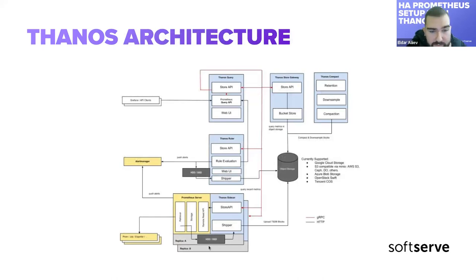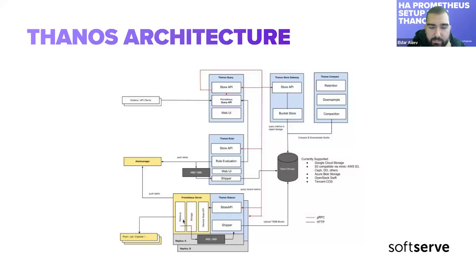So for example, you have some kind of service. Take a look at this part of the image. You have a Prometheus server, and together with this Prometheus server, you have a Thanos sidecar. The Thanos sidecar has two components: a storage API and a shipper. The storage API takes the data from Prometheus, and you will be able to query this data through this store API, including the temporary data in Prometheus memory. And it also has the shipper.